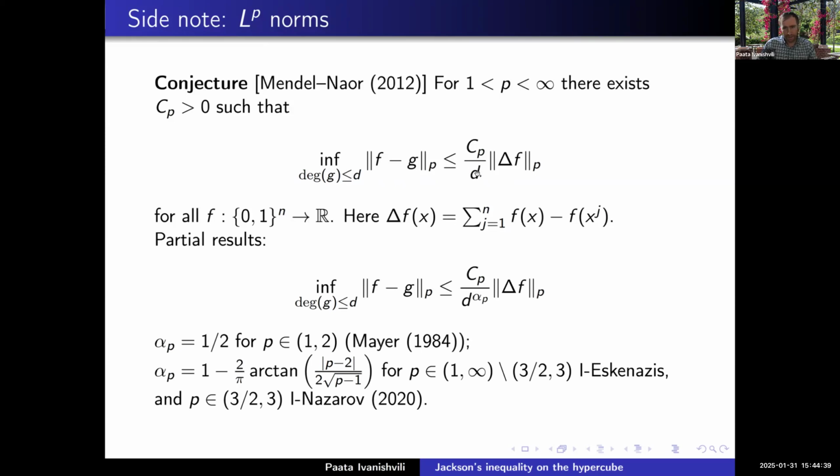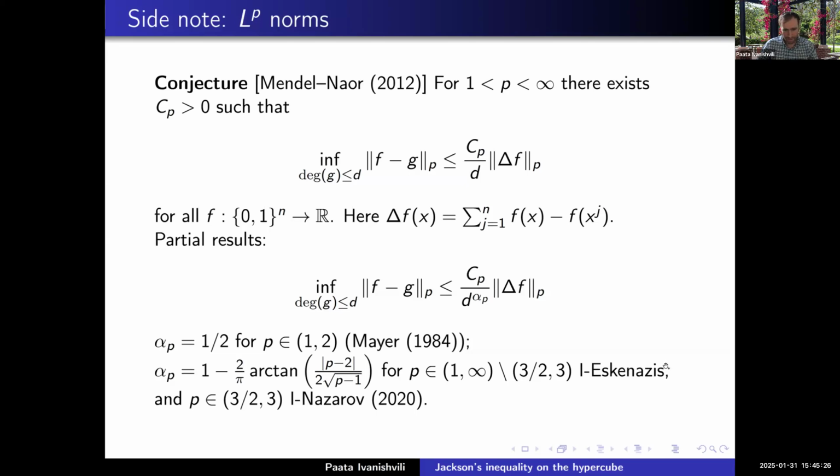One says that, okay, we cannot put d, but we can put d to the alpha p, where you should think that alpha p is some number which is between 0 and 1. And alpha p equals 1/2 when p is between 1 and 2; this is the famous result due to Meyer from 1984. Alpha p has some mysterious formula here coming from complex hypercontractivity, this angle that there is holomorphic calculus. Alpha p is less than 1 and greater than 0 when p is in 1 to infinity minus this interval. This was due to myself and Alexandros Eskenazis.